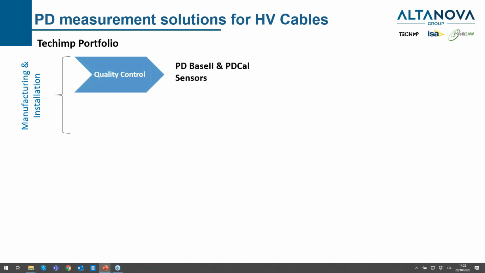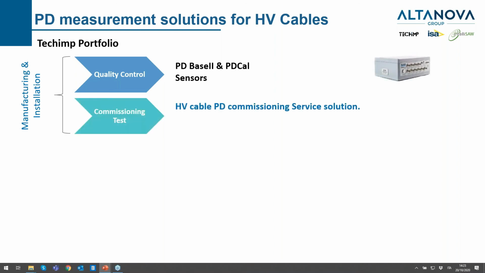Now we have basically a description of the Tekim portfolio, when we talk about what we can have in different parts of the life. For quality control, the Tekim solution is a PD-based laboratory equipment and a PD calibrator with a coupling capacitor sensor. For the commissioning test, we have a service solution for PD commissioning, and we also provide portable PD instruments and sensors.